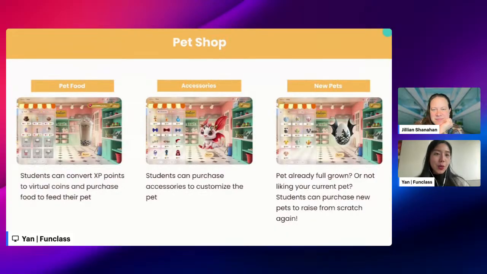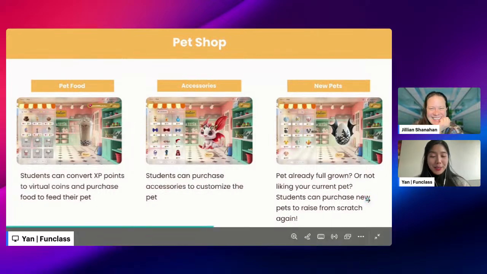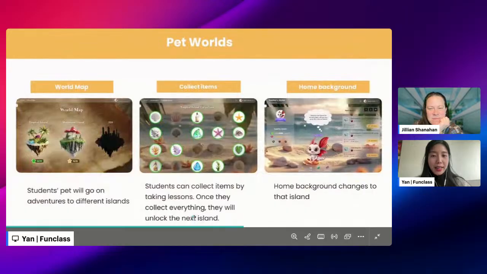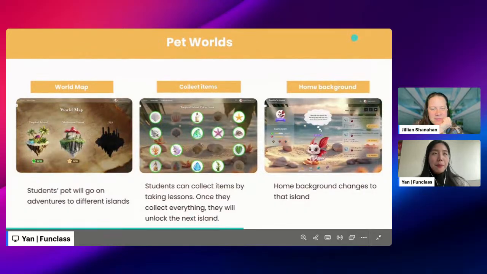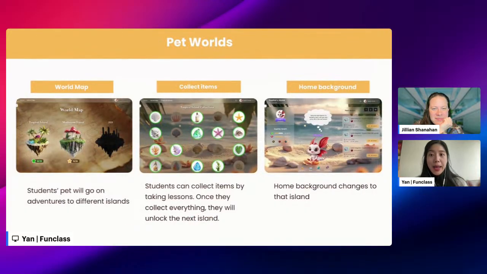And I also want to show everybody some upcoming new updates. Okay, so let me just go back. After the pet shop, we are currently developing the pet world right now. That means the pet is going on adventures to different locations. In the first version, we are going to have 3 locations: the tropical island, the mushroom forest, and the crystal city.